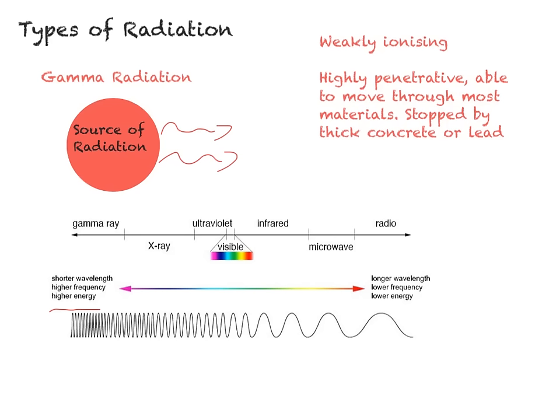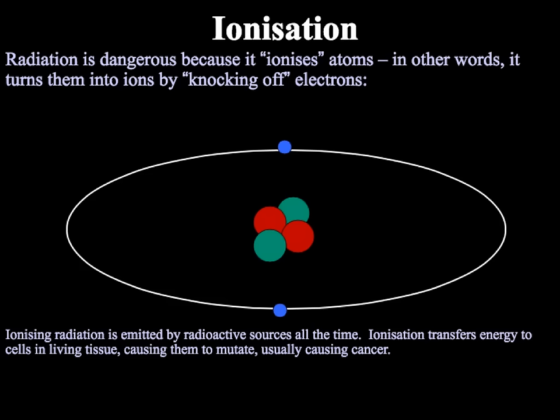We have looked at the three major types of radiation and looked at their levels of ionization. We will now look at ionization in more detail. So what is ionization? Well, radiation is only dangerous because it ionizes other atoms. In other words, it turns them from atoms into ions by knocking off electrons. This turns them from atoms to a charged ion.